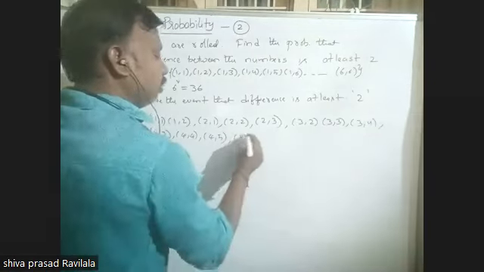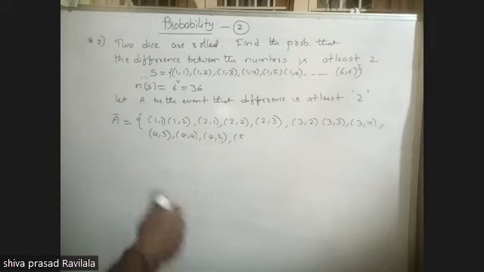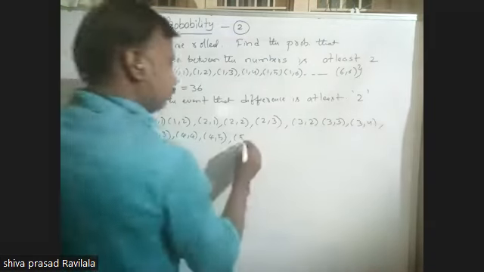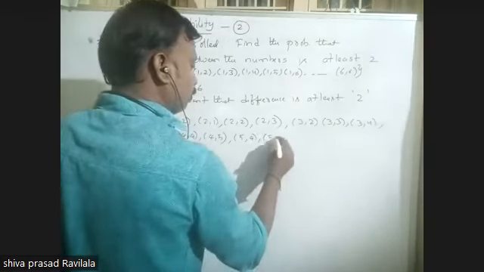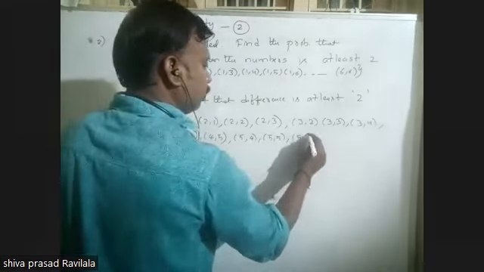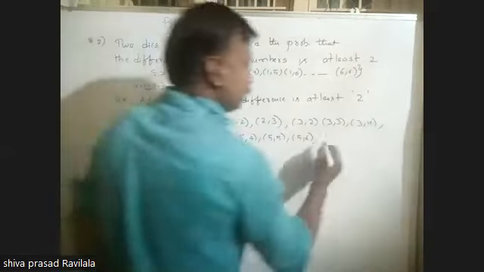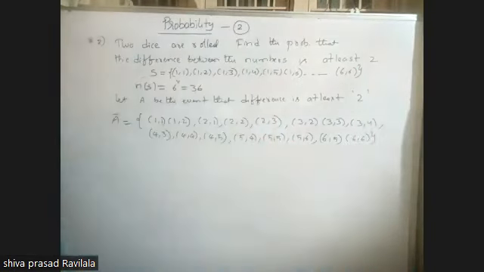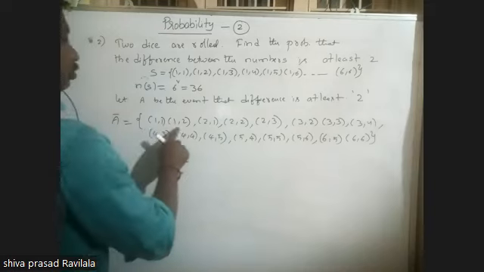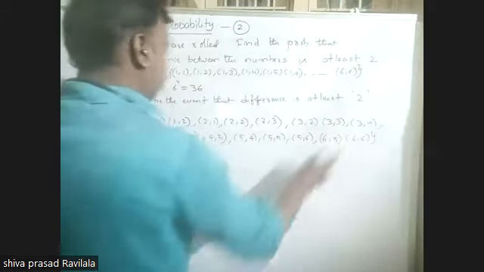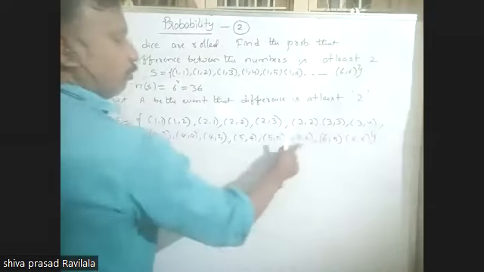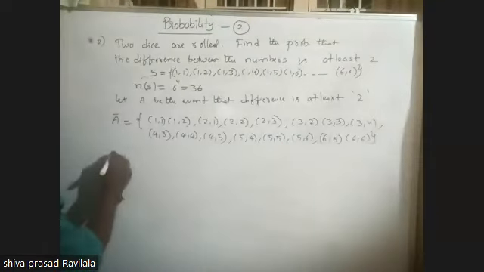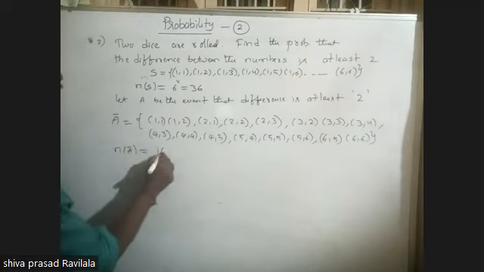And begin with 5. 5, 1 not possible. 5, 2 not possible. 5, 3 not possible. 5, 4. 5, 5. And next one is 5, 6. Next go for 6. 6, 5. And 6, 6. Check once, did I miss anything? Is everything there? Which differences are less than 2? I mean 0, 1. Count it. 1, 2, 3, 4, 5, 6, 7, 8, 9, 10, 11, 12, 13, 14, 15, 16. Therefore n of A complement is equal to 16.